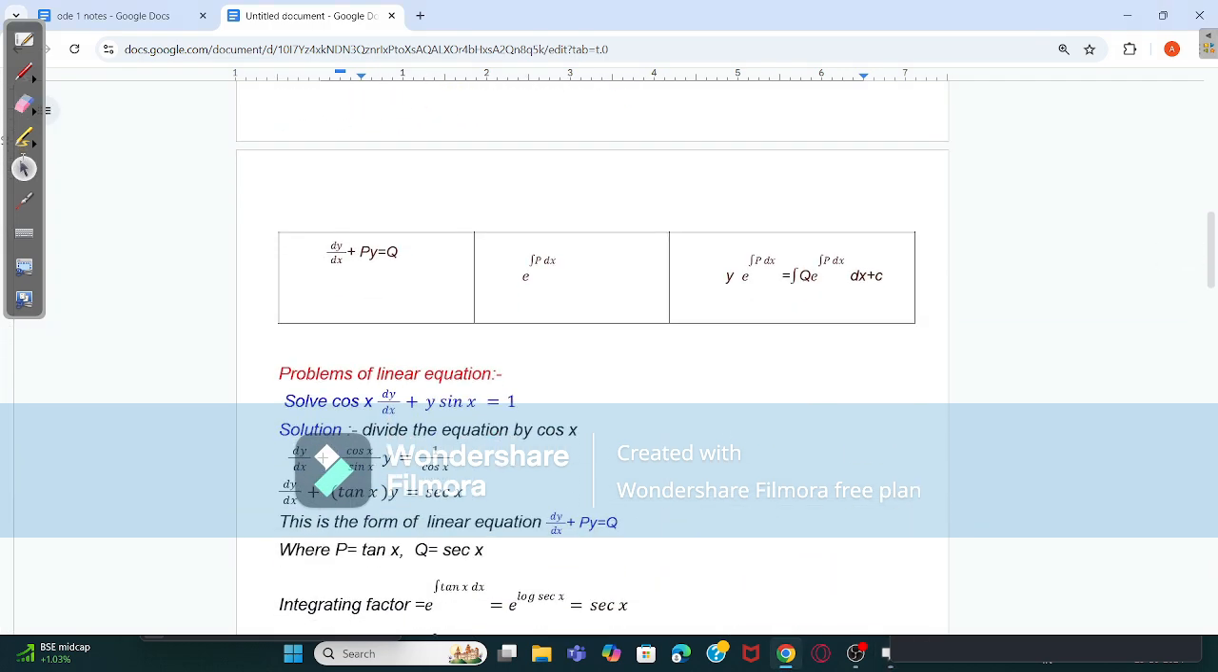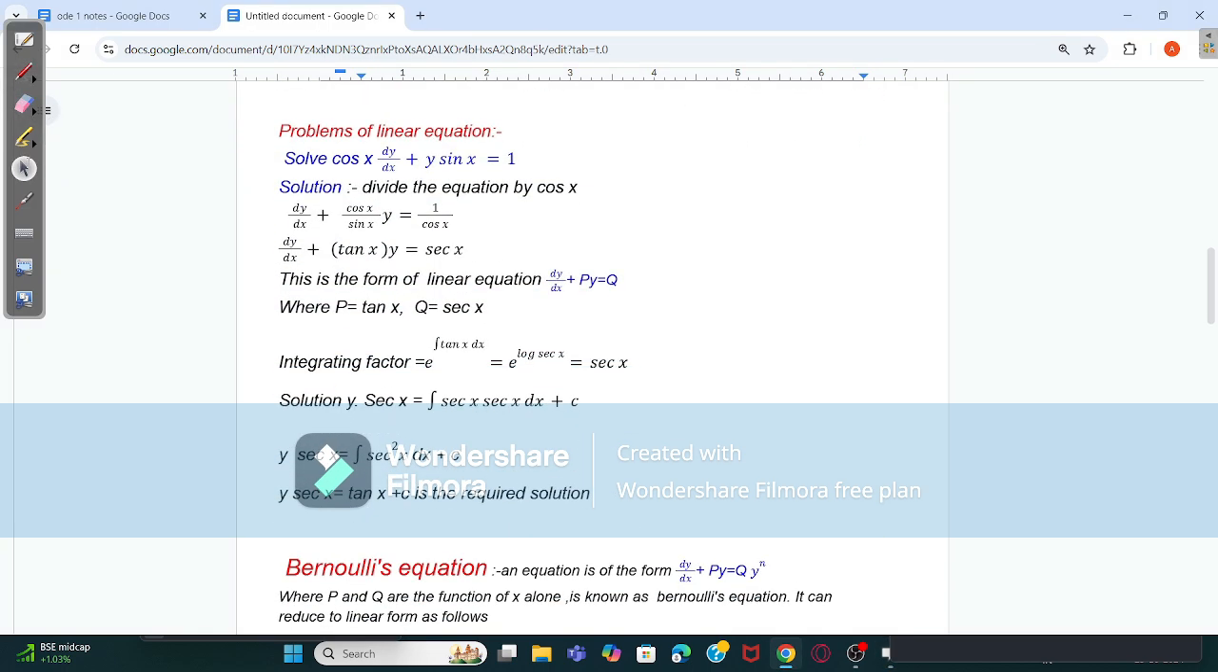These are the steps involved here. The given equation will be in this form. This is the integrating factor, and this is how we find the solution for this linear equation using the integrating factor.